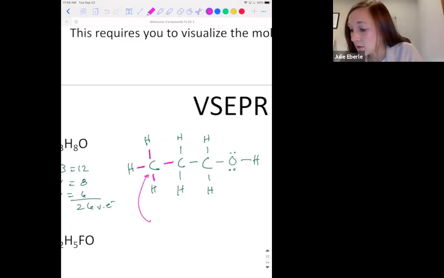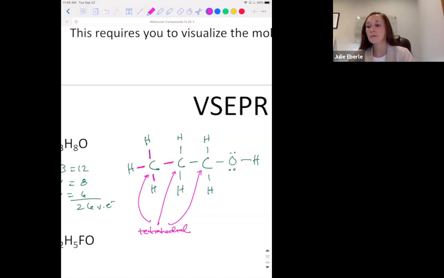So here's what I'm going to do. You can totally do this. It saves you a little bit of space. You don't have to write the word 3 times. All those carbons are tetrahedral.